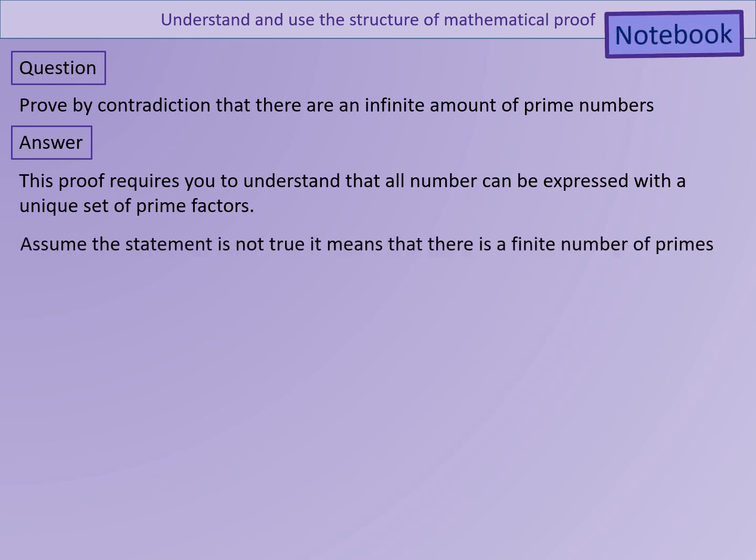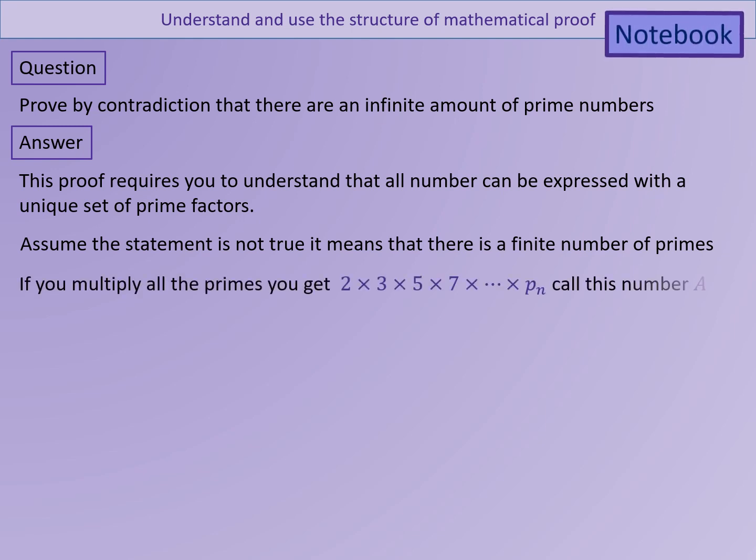So if I know that's true, I'm going to assume the opposite now. I'm going to say it's not true. It means there's a finite number of primes out there, this set number of primes. So what I can do is multiply all these primes together. There's loads of them, but if I took the time, I could go through them: 2, 3, 5, 7, and so on, up to this end point. Past that end point, there are no more prime numbers. Okay, so I'm going to do that. It's going to be a massive number.